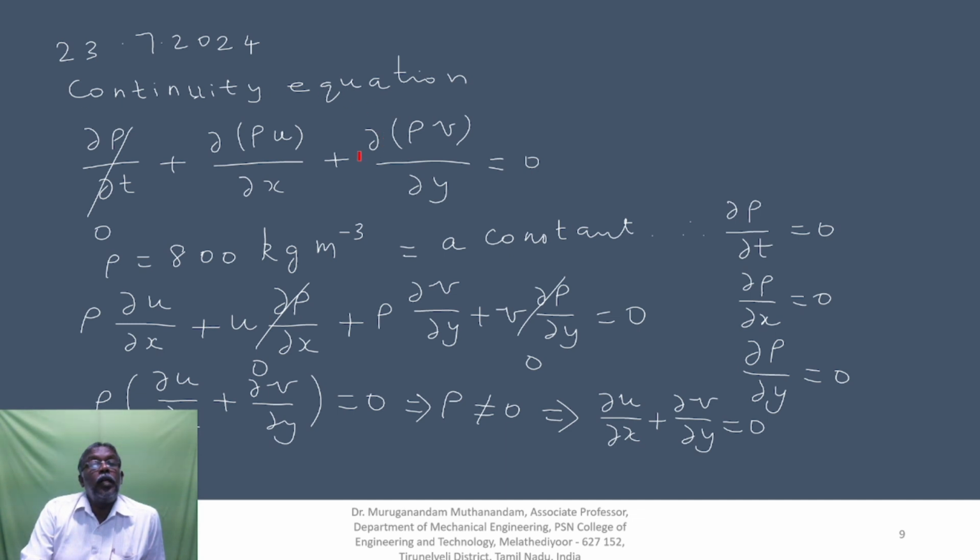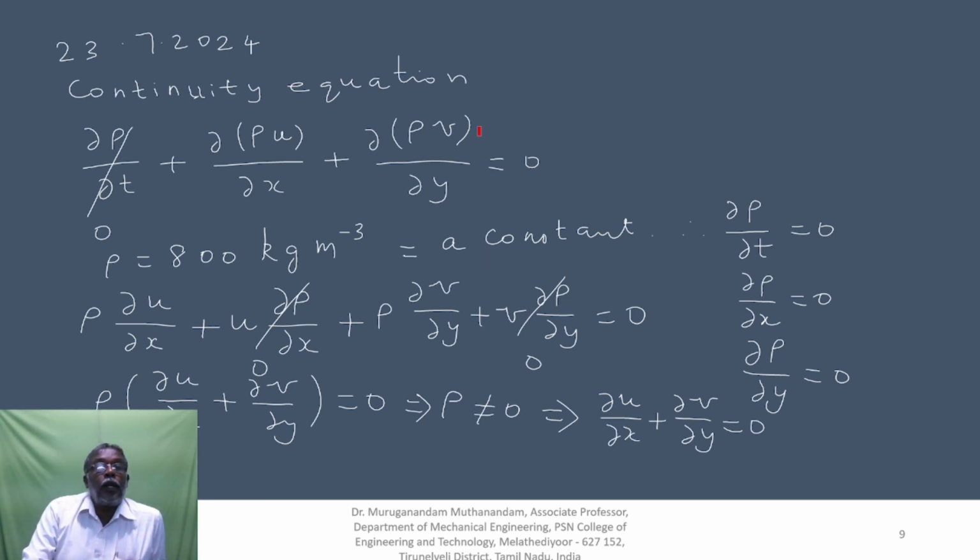In these equations we find that partial rho upon partial t is equal to 0 because it is a constant density flow. Density is given as 800 kg per meter cube. Rho is constant, rho is equal to 800 kg per meter cube. Therefore, partial rho upon partial t is 0. Also, partial rho upon partial x is 0, and partial rho upon partial y is 0, because of this rho is equal to constant condition.